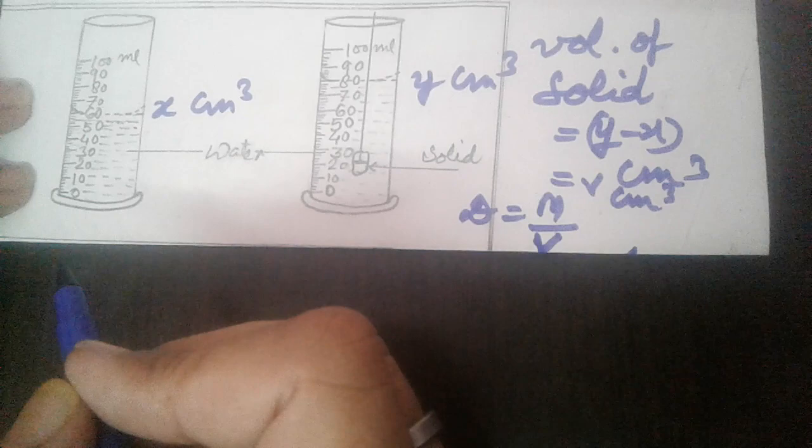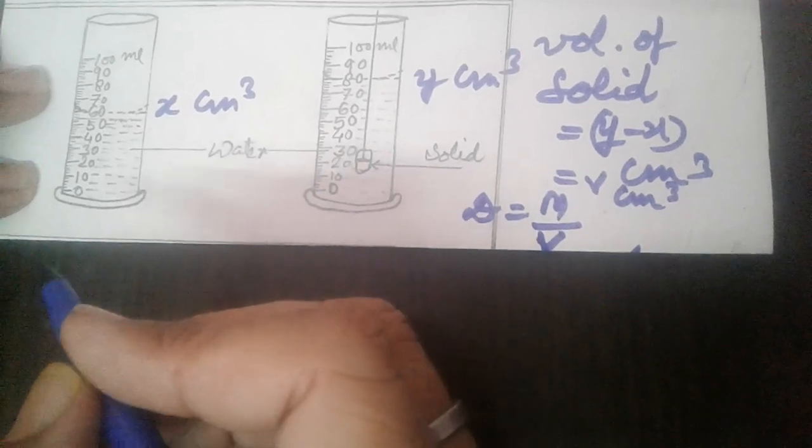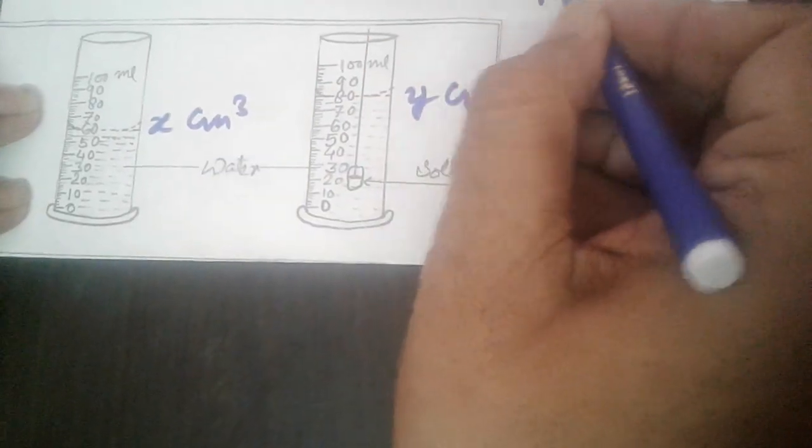Now determination of density of a solid by using a measuring cylinder. Since D equals to m upon V, so for finding density we need to know mass and volume. Mass of solid can be determined by physical balance. Let it be m gram.